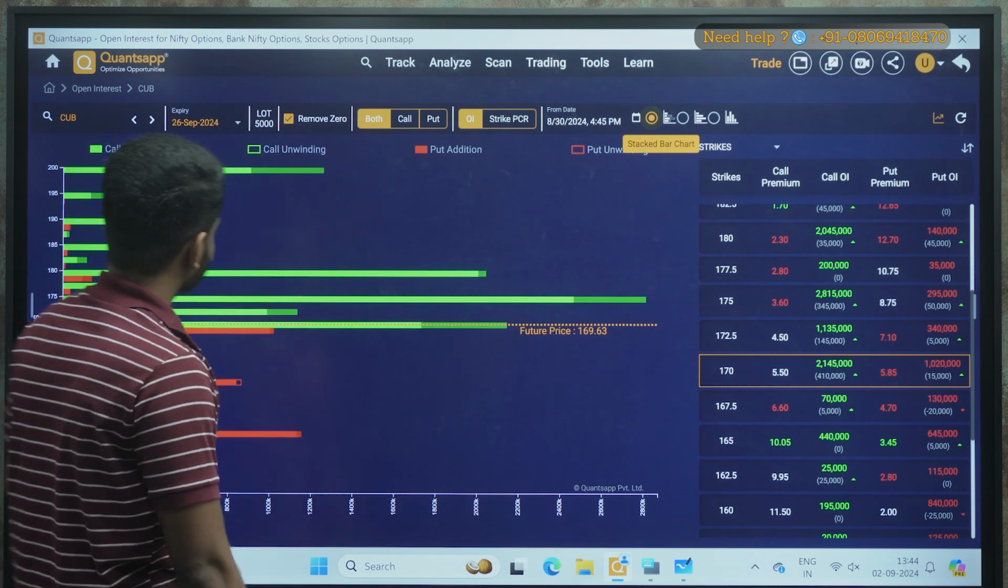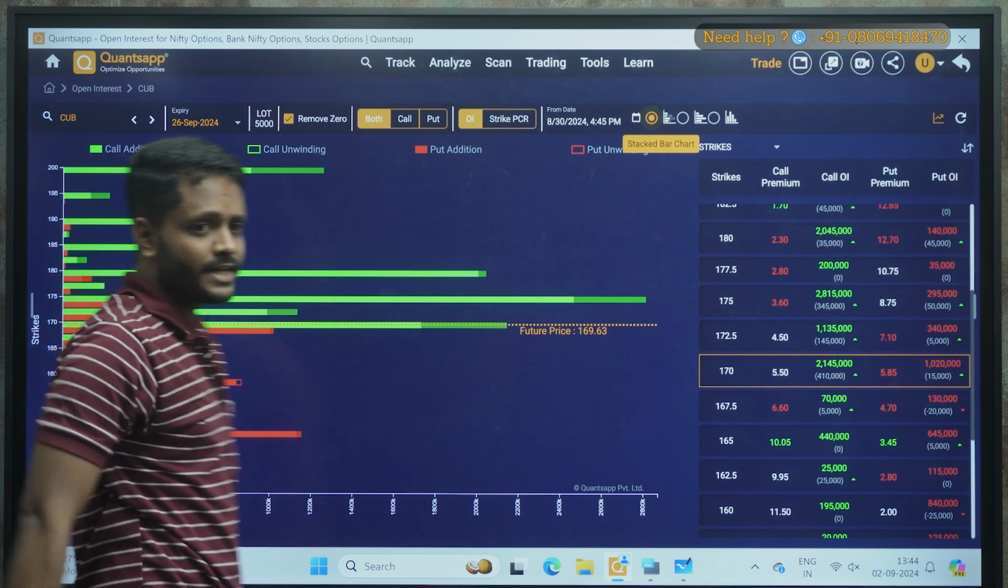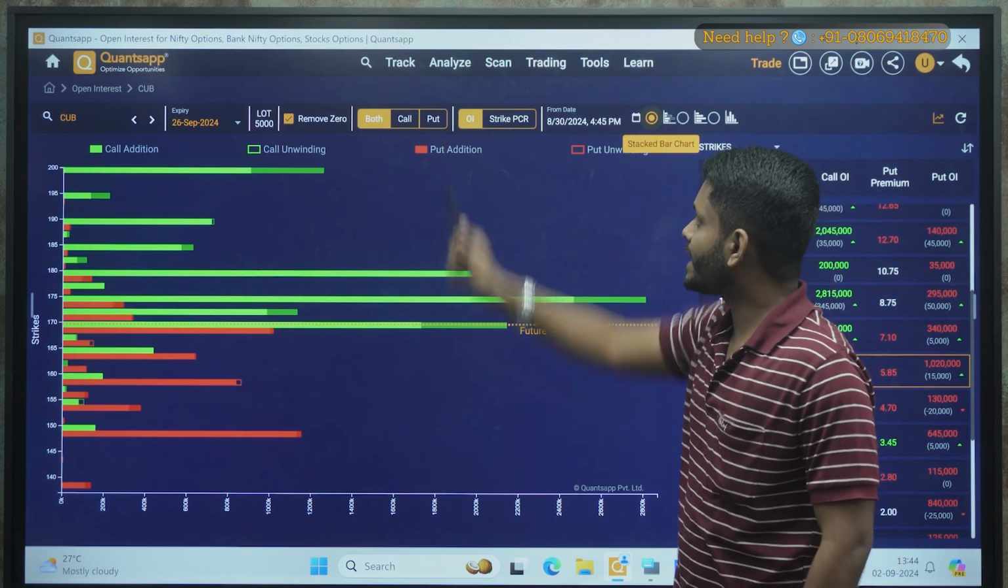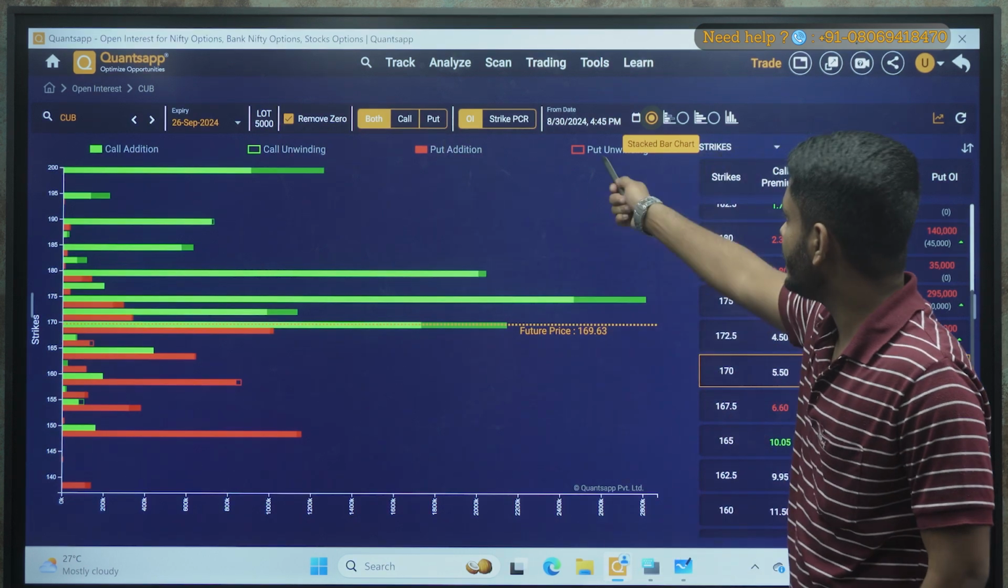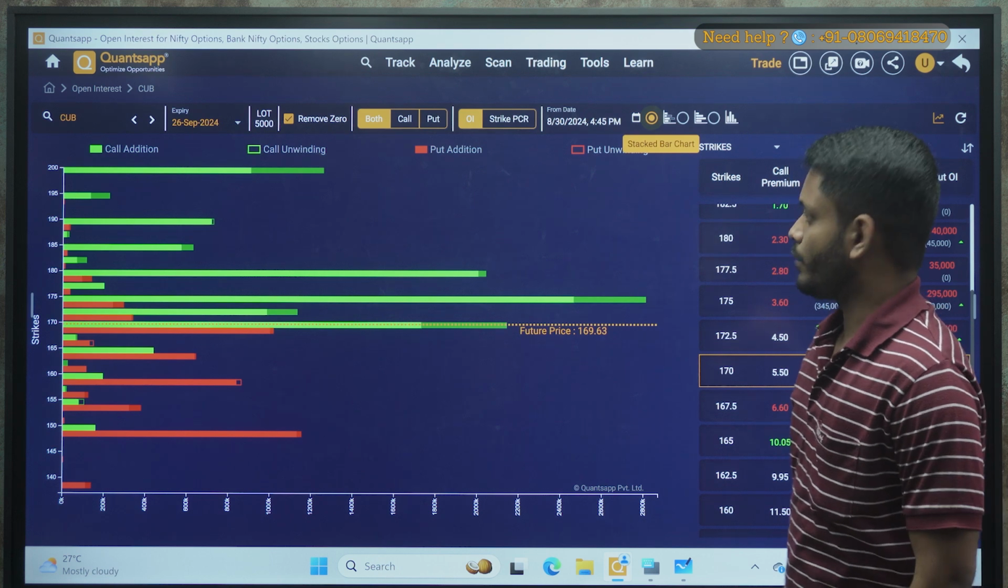Now if you see, there are 4 narrations mentioned over here. A dark green box is call addition, a green hollow box is call unwinding, a dark red box is put addition, and a red empty box is put unwinding.